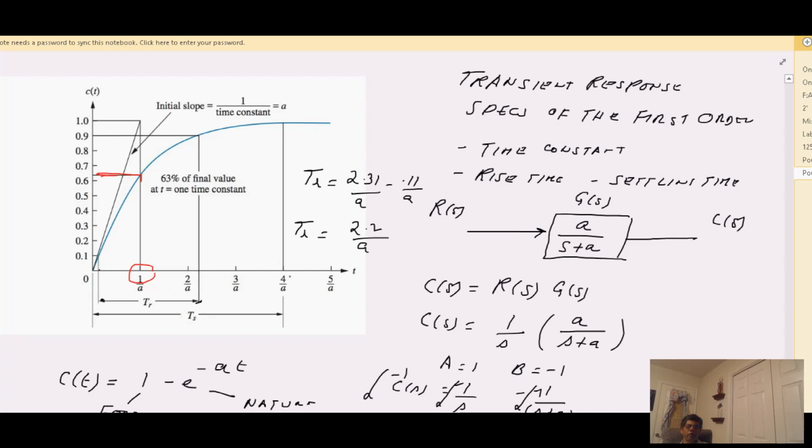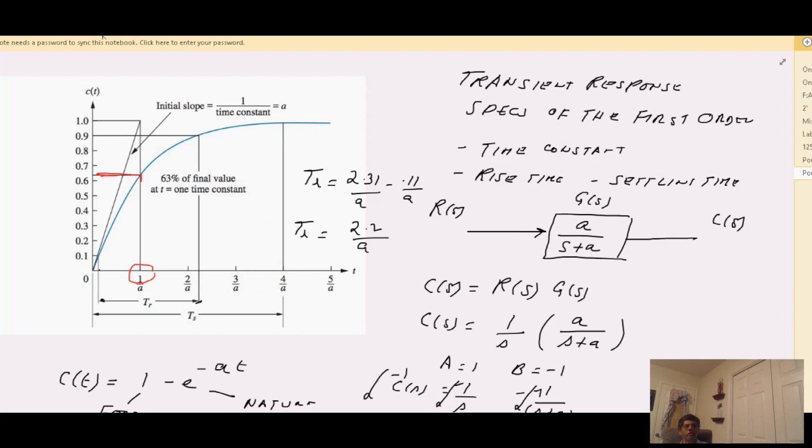And you can see the rise time is the time it takes for the response to get from 10% to 90%. You can see this is 0.9, this is 0.1. And the settling time is actually when it reaches 98%, and that's somewhere around 4 divided by A.